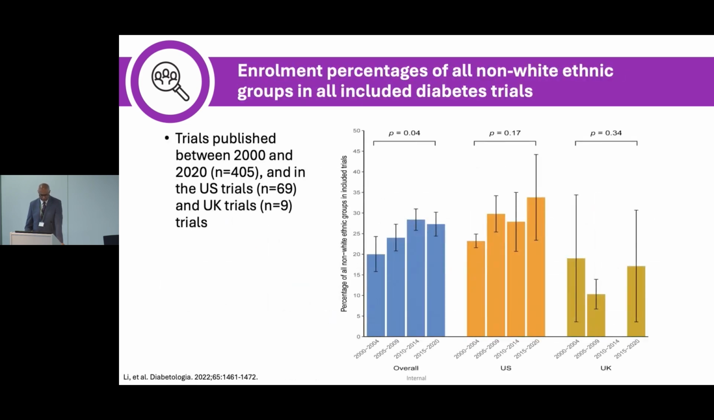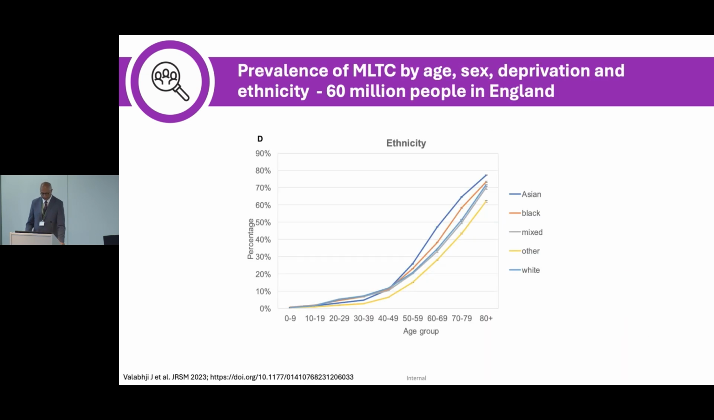These are studies looking at diabetes trials. Again, a large study, 405 trials. And again, we see overall less representation. And in the UK, things haven't improved from 2000 to 2020. 20 years, no improvement in recruitment for ethnic minority populations into these trials.